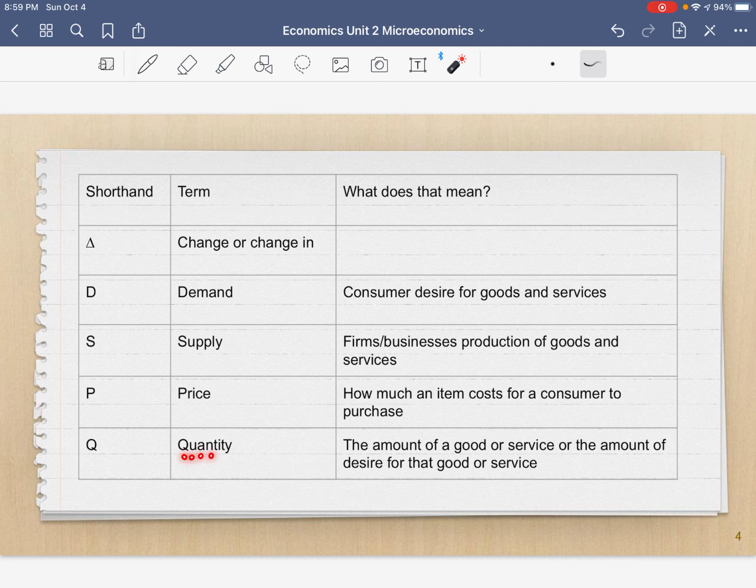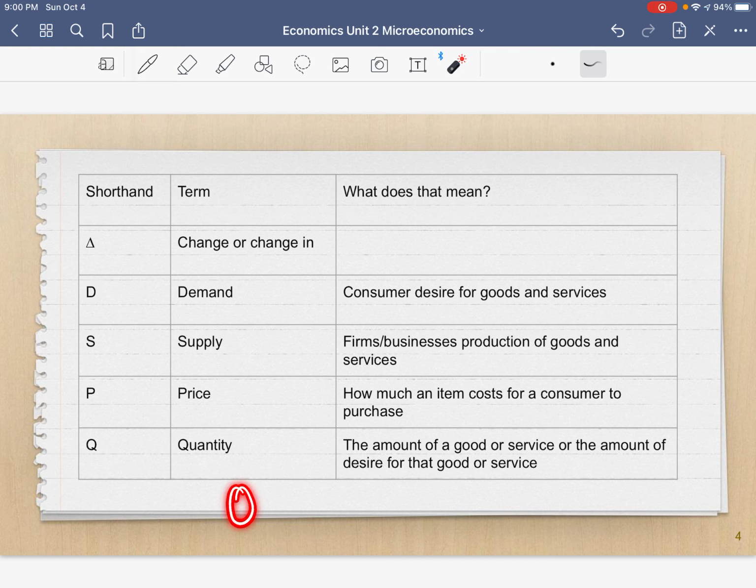We got to think about the way that producers think and the way that we think. So there's two different types of quantity. Quantity could be how much there is of a good or service, how much is supplied. So that would be quantity supplied, QS, how much a business makes of something for us to buy. Then there's another type of quantity called quantity demanded, and that is the amount of desire for that good. That would be QD, quantity demanded. And that is how much people want of something.